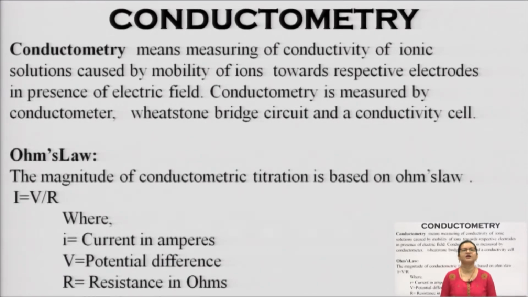So, conductometry is measured by a conductometer, Wheatstone bridge and a conductivity cell. There are three important components of conductometric measurements: conductivity cell, Wheatstone bridge and conductometer, which can give us the reading of how much current or how much voltage is being generated upon how many analytical ions or charged particles are present in our analytical solution.